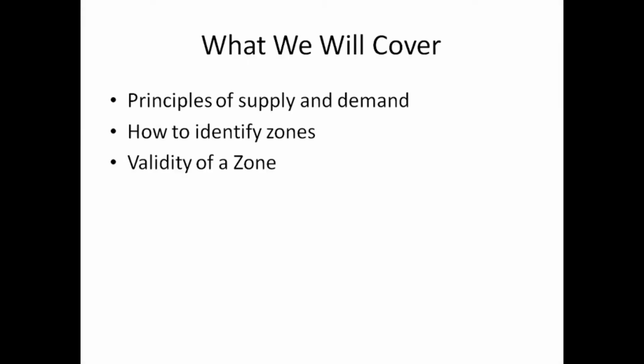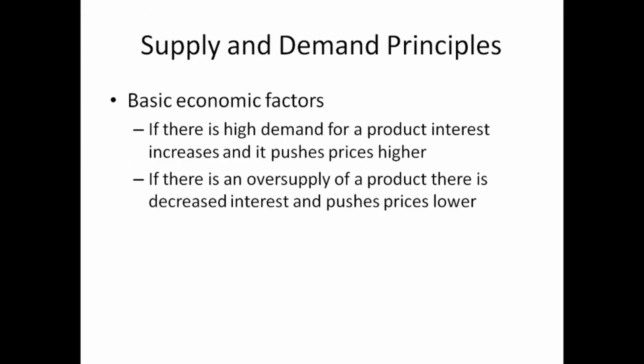What we're going to cover in this part will be the principles of supply and demand, how to identify supply and demand zones, and the validity of a zone. This is the tool which I use most often, and it works on the basic principle of economics, which is supply and demand. If there is a demand for something in the marketplace, that means more people want to buy that product or service, and as a result, people rush in to buy more of it or use that service more regularly. Over time, this pushes the price higher.